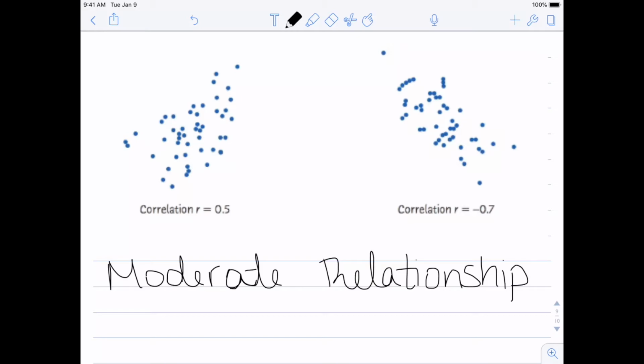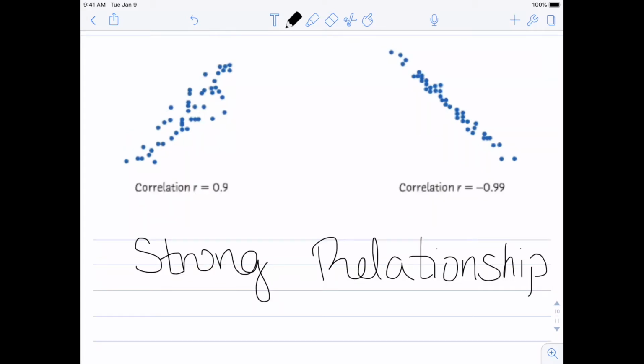You can kind of start to see the general shape of the line, but they're still not very close to an actual line. Here we have a correlation coefficient of 0.9 and -0.99, and you can really start to see the shape of the line in these. These are a quite strong relationship. If I were to actually draw a line down the middle of these graphs, you can see that the points are going to be very close to that line. So that would be a strong relationship.